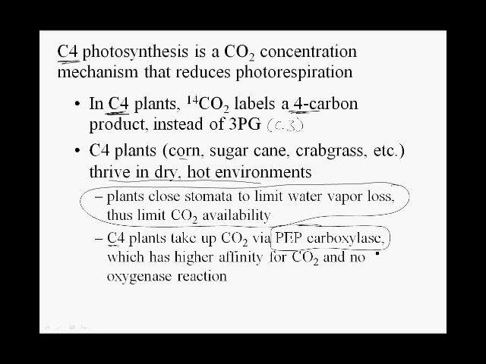PEP carboxylase doesn't have Rubisco's problem. It has a very high affinity for carbon dioxide, so even when CO2 levels plummet, get really low inside the leaf, PEP carboxylase can still keep working. Another thing is that PEP carboxylase has no oxygenase activity. It completely ignores oxygen no matter how high the oxygen levels get.